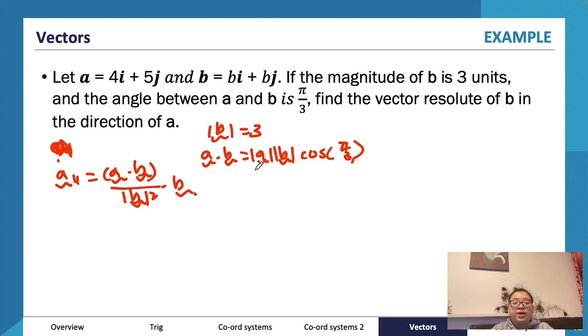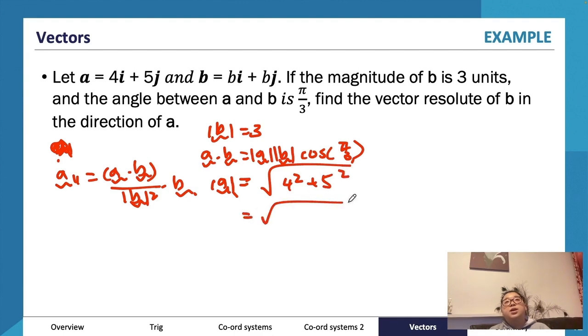We want to find the vector resolute of A in the direction of B, right? So we can put that in. We want to find the modulus of A. That's going to be 4 squared plus 5 squared, which is 16 plus 25, which is going to equal root 41.